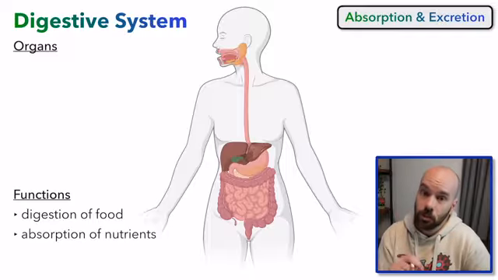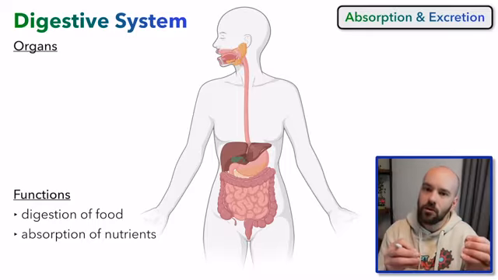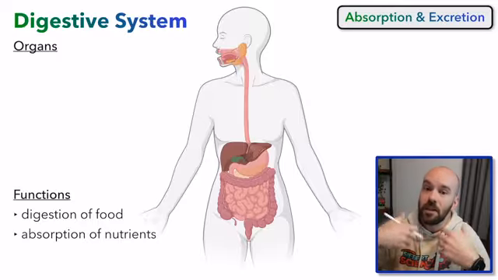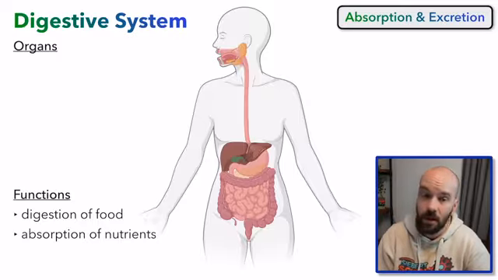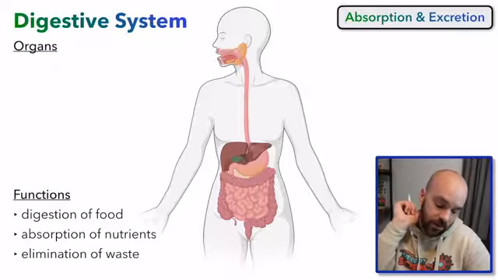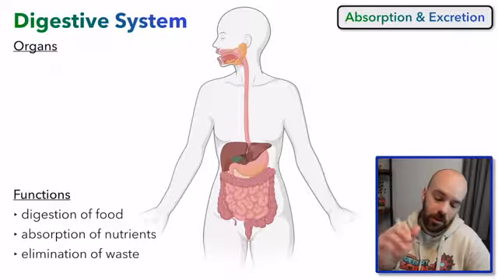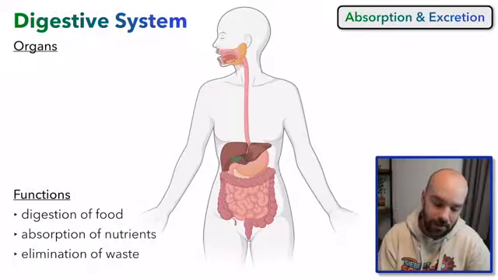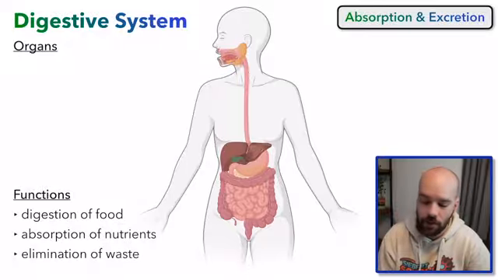The next is absorption of nutrients. We're not just breaking the nutrients down, we also need to absorb those nutrients into the bloodstream so they can get throughout the body to our cells that need those nutrients. And finally, the last function is going to be the elimination of waste. This is when you go to the bathroom and then you excrete the fecal matter at the end of all this process. So those are going to be the three main functions that we're looking at here.